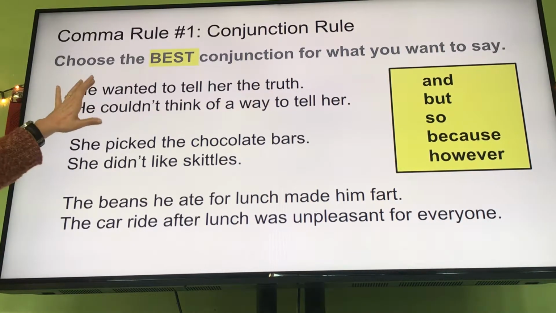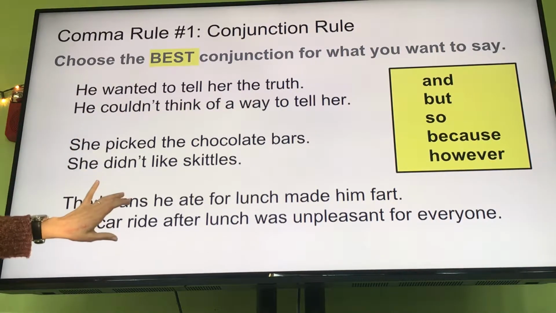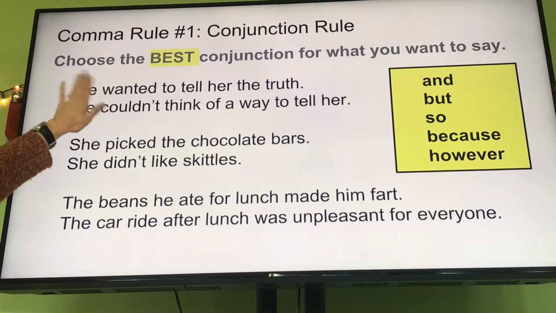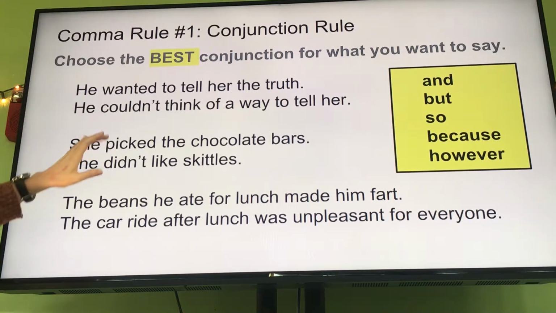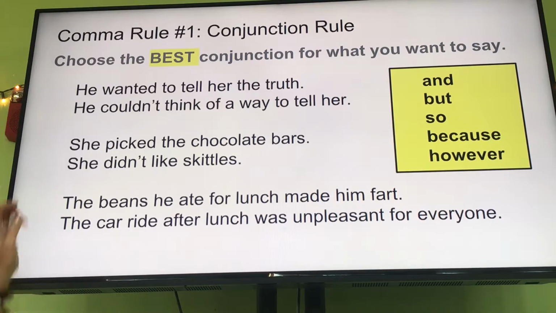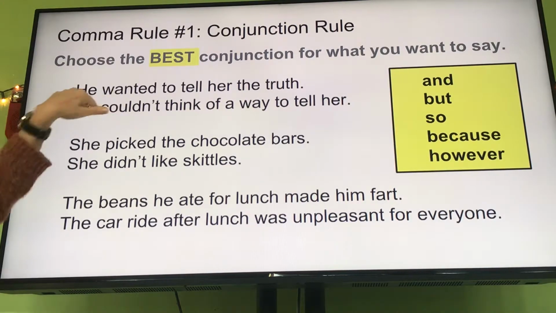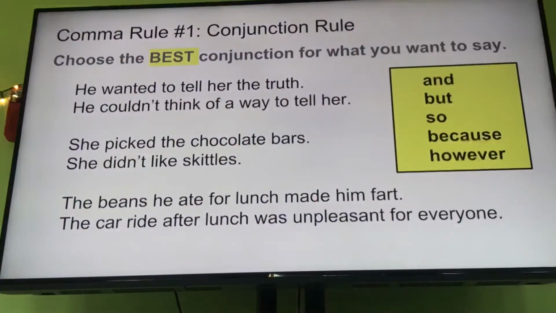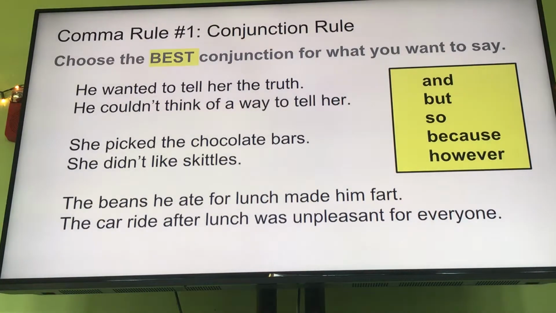pause the video for a minute, and I want you to rewrite this. So you're writing, basically, you're making this one sentence, and this one sentence. So you're writing 3 whole sentences. Putting the comma in the right place, picking the best conjunction, and making sure that your capitals and periods are correct. So pause the video right now. Okay, now you're unpausing the video. Hopefully you actually did it. Did you actually do it? You should have done it.